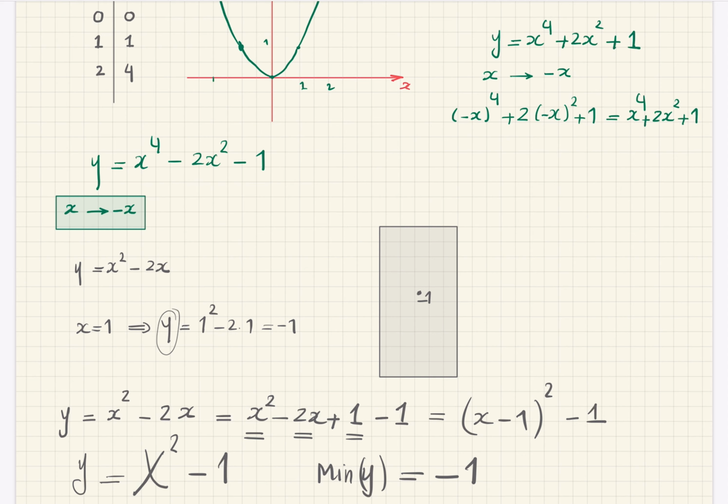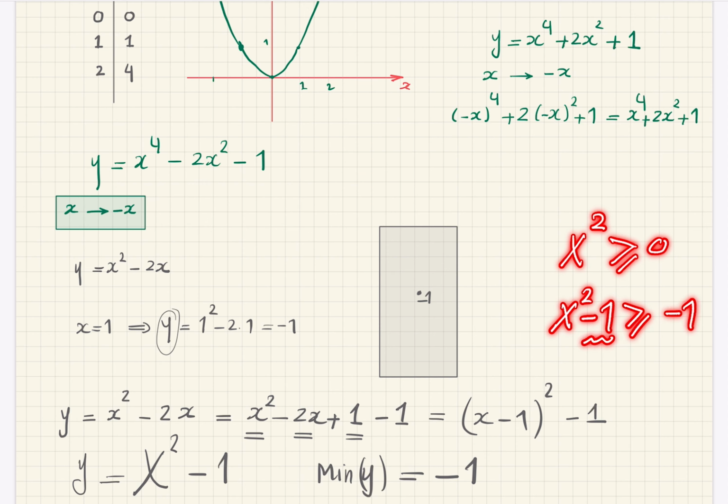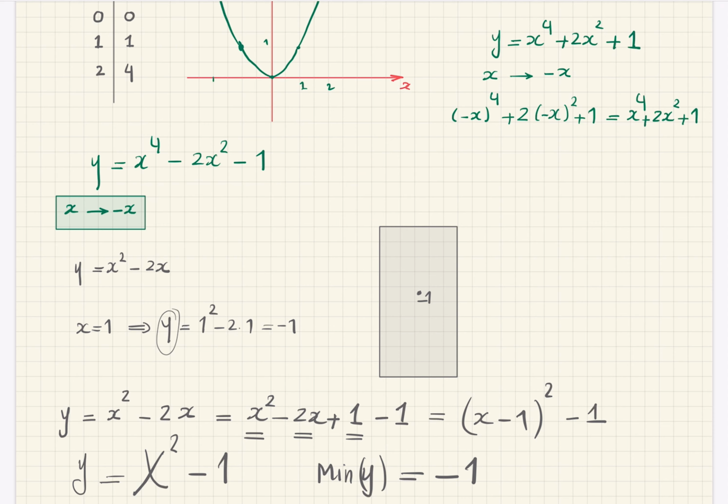Or in other words, x squared is always greater than or equal to 0. So x squared minus 1 is greater than or equal to minus 1. So if I ask you what is the minimum value of this, you say that x squared minus 1 is a number greater than or equal to minus 1. So the minimum is minus 1. And that is as simple as that. So the minimum of this function is minus 1. So the method of completing the square is actually very crucial.